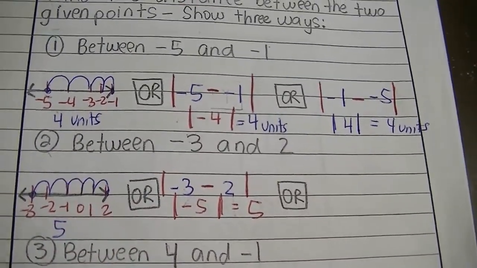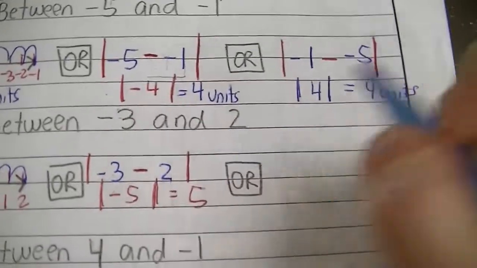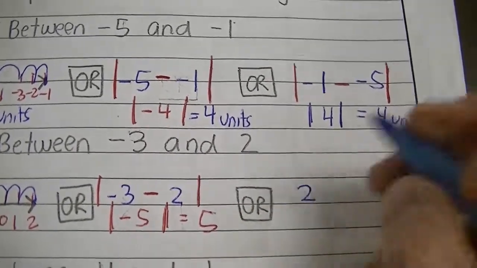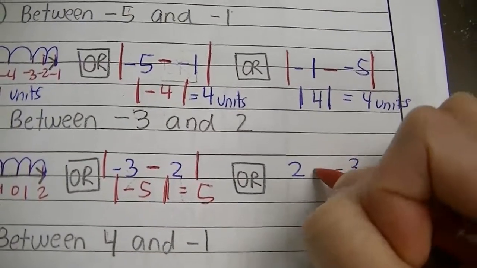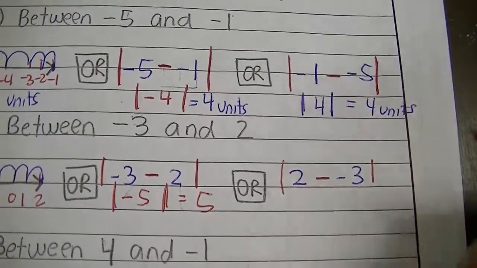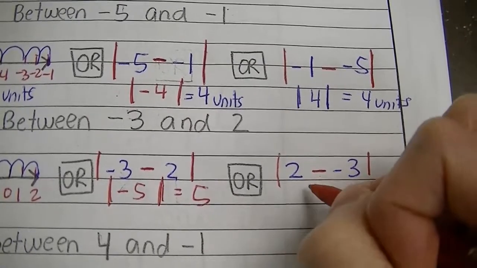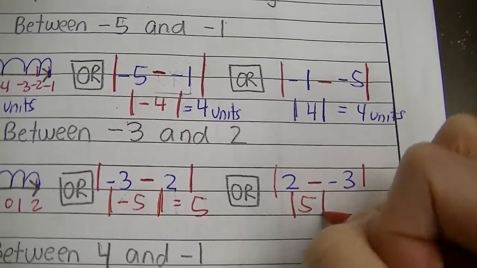Okay, and again, that order doesn't matter because you're just finding the distance between them. So you're allowed to write the 2 first, and then that -3. Don't forget to subtract them and add the absolute value, okay? So 2 minus a -3 is 5, so you find the absolute value of 5, which is 5.